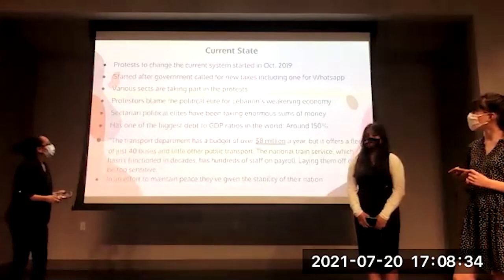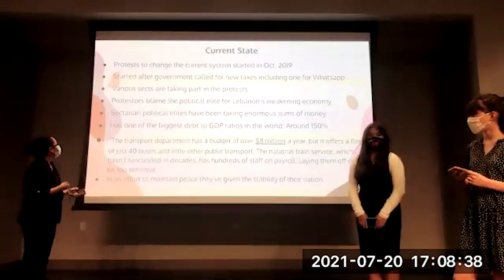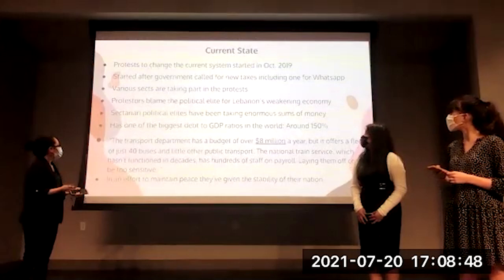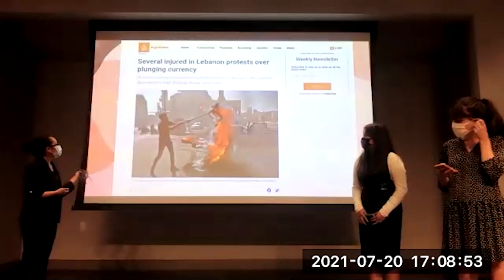The current state right now is that the country is in the middle of an economic collapse. Protesters have taken to the streets ever since 2019, when the government placed a tax on WhatsApp, and the protests have continued ever since. Here is an article from about a month ago.